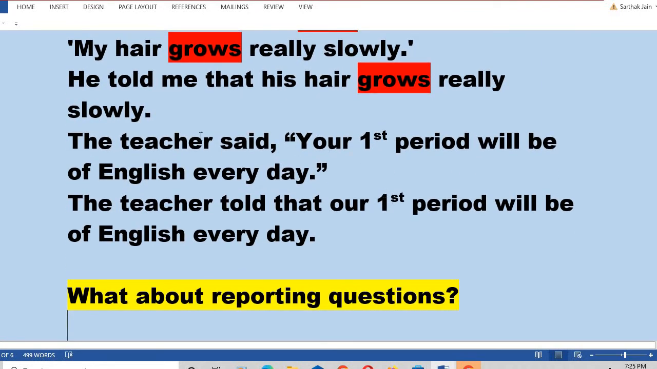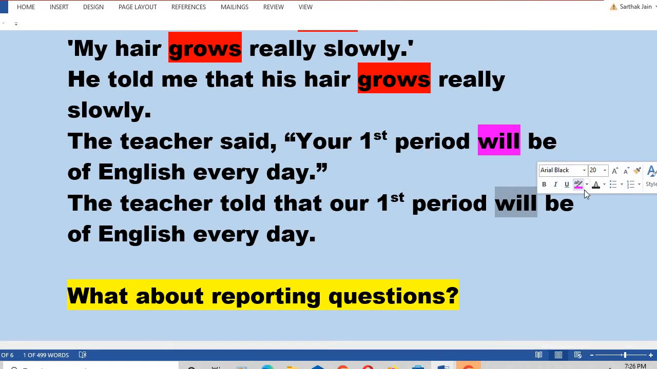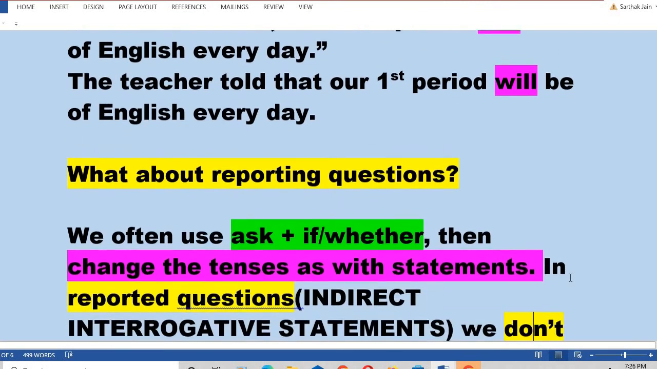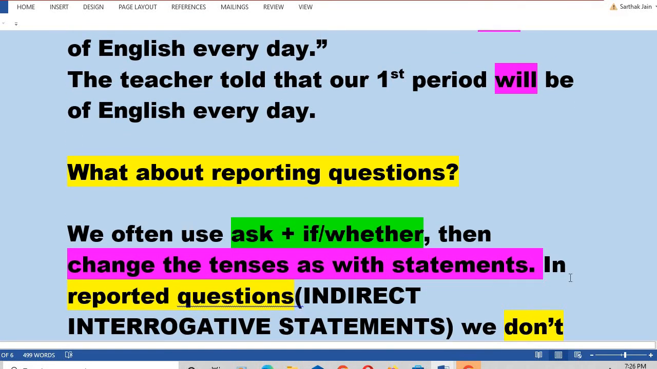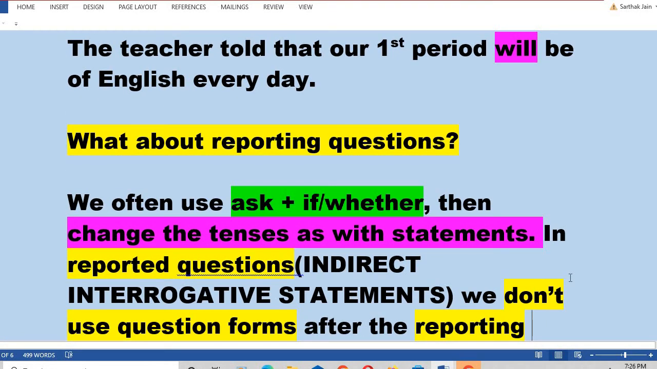Okay. Another is, the teacher said your first period will be of English every day. This is every day's activity. That is why in the reported indirect speech, this will not convert into would. That will remain the same. Okay, students. Because this is every day's routine activity, their first period. Similarly, fourth period will be of chemistry every day. If that is of chemistry, then you will quote, teacher said our fourth period will be of chemistry every day.